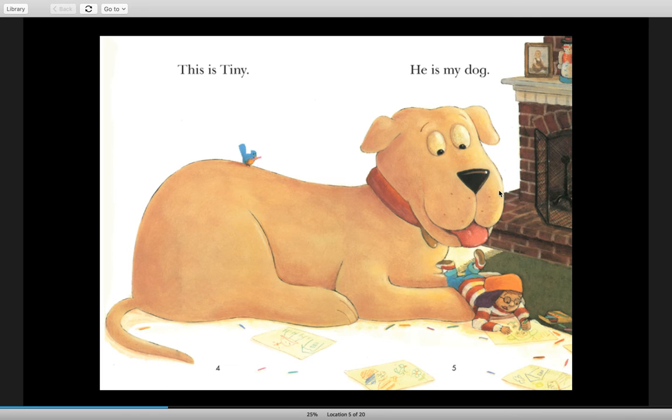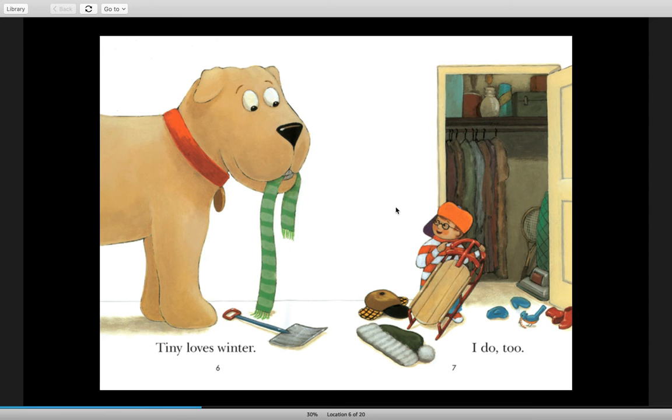Tiny the Snow Dog. This is Tiny. He is my dog. Look at Tiny. Tiny doesn't look very tiny, does he? Tiny loves winter. I do too.